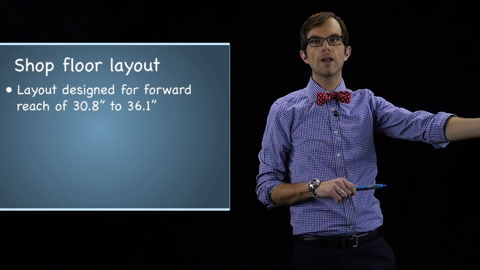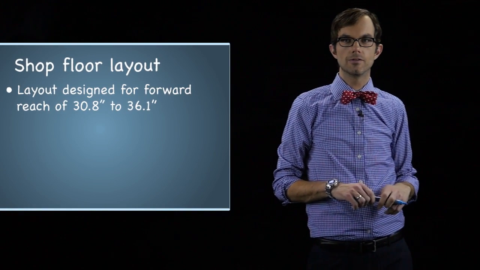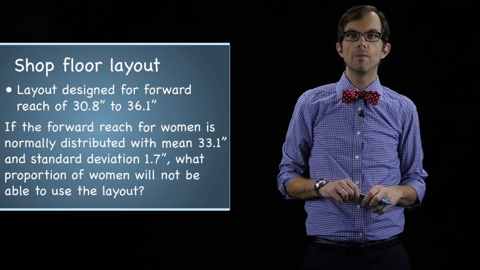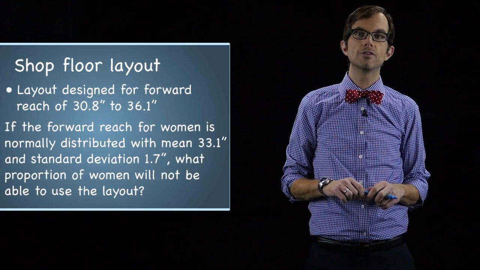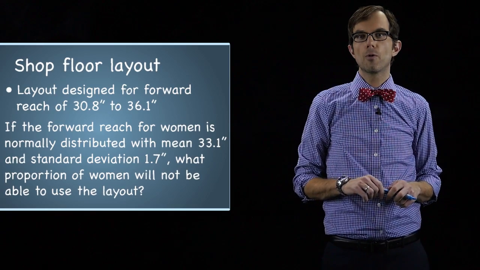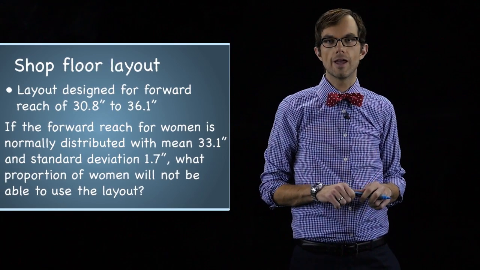Okay, let's work a few word problems to show how this normal distribution can really be used. A shop floor operator's layout has been designed to satisfy a comfortable standing forward reach of 30.8 inches to 36.1 inches. If the forward reach of women is normally distributed with mean 33.1 inches and a standard deviation of 1.7 inches, what proportion of women will not be able to use the layout?